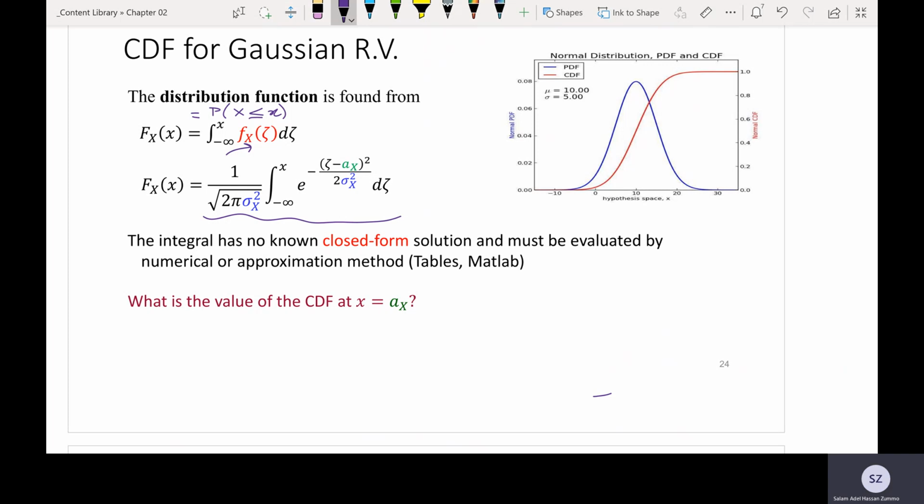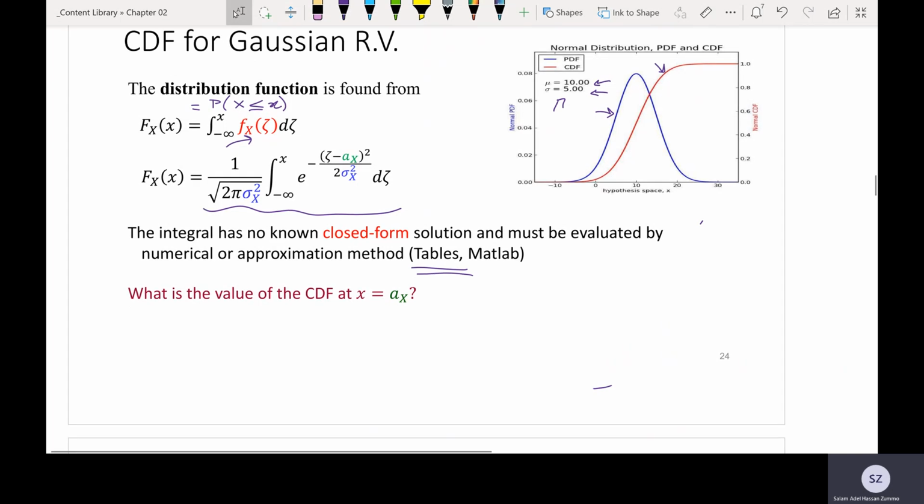Here is an example of the PDF, and here is an example of the corresponding CDF. This is for mu equal 10, the average, and the standard deviation is 5. Now, so basically the only way is to do a numerical solution and to build tables. Now let's see how we can build the table.